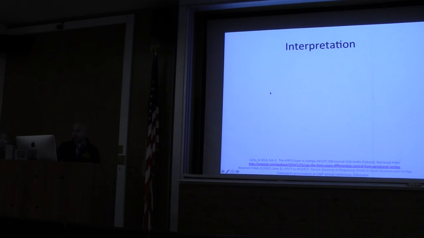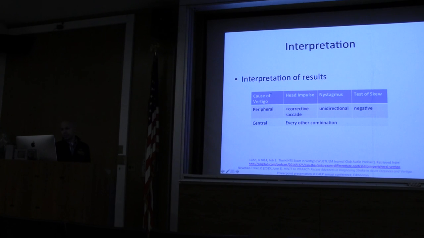So how do you interpret it? This was a nice table I found. With a peripheral cause for the vertigo, when doing the head impulse test, you'll see a corrective saccade. Nystagmus will be unidirectional, and you won't see any movement of either eye when doing the test of skew. If you see any other combination, that should raise suspicion for a central cause for the person's vertigo.